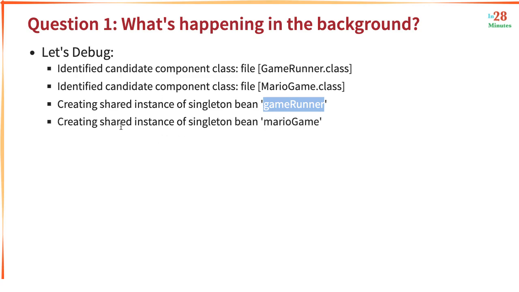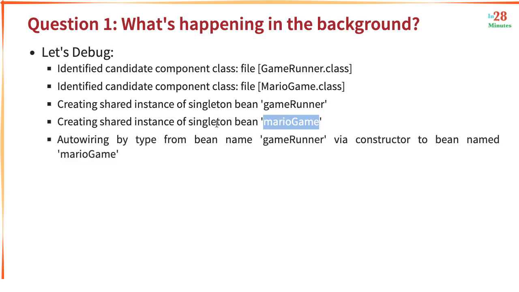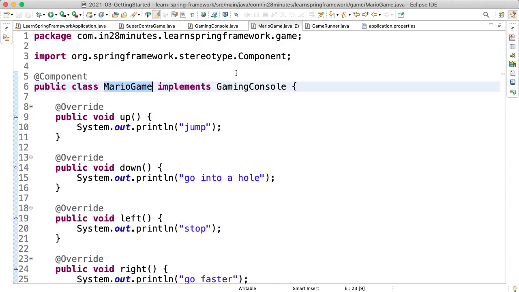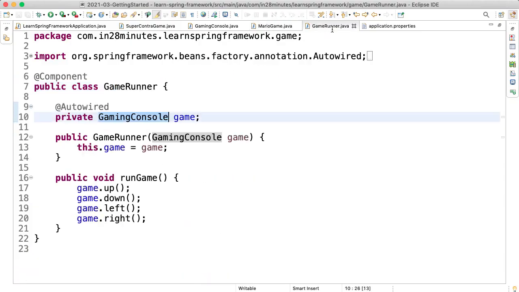And after that, it's trying to create an instance of the Mario game. And after that, you'd see some log saying auto-wiring by type from bean name gameRunner via constructor to the bean name marioGame. What's happening in here? Spring identified Mario game and Game Runner as component classes. And now it wants to create instances of these.